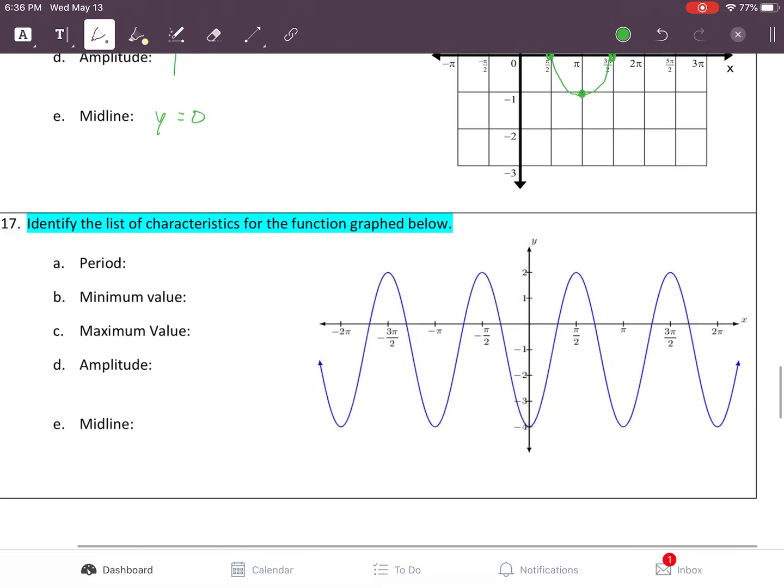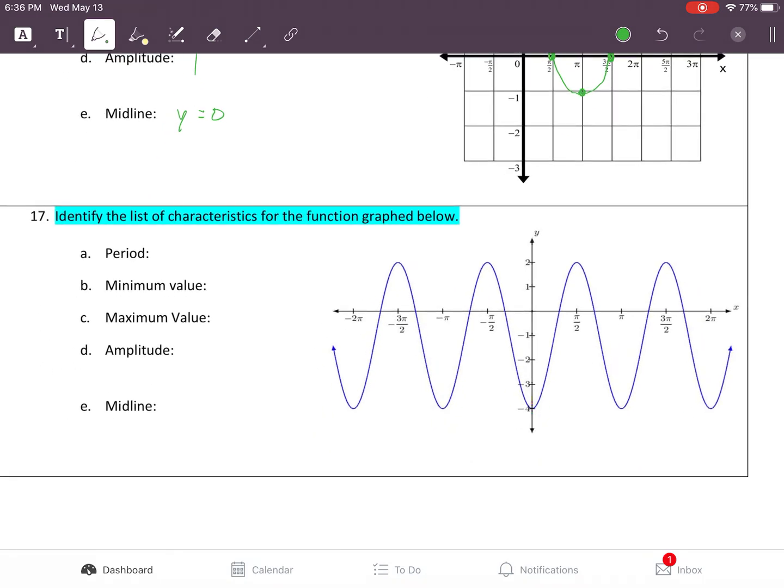Identify the list of characteristics for the function graph below. Let's start down here on the y-axis. This starts there, it goes up to the top and then comes back down before it starts to repeat itself. And that's where it's going to end before it starts to repeat. If we look at here, when it stops, it is at pi. That's the period. The minimum value, the lowest point on the graph, is negative 4. The maximum value, the highest point on the graph, is 2.